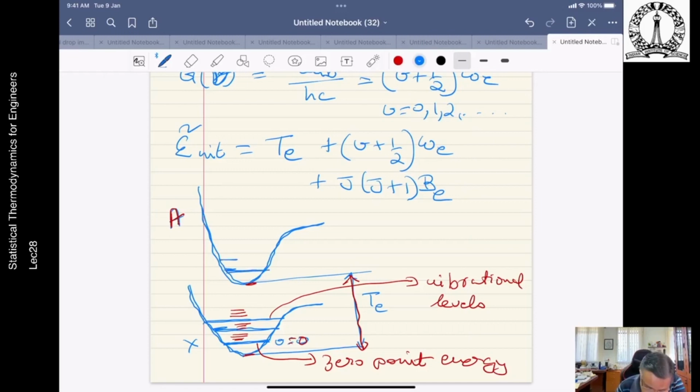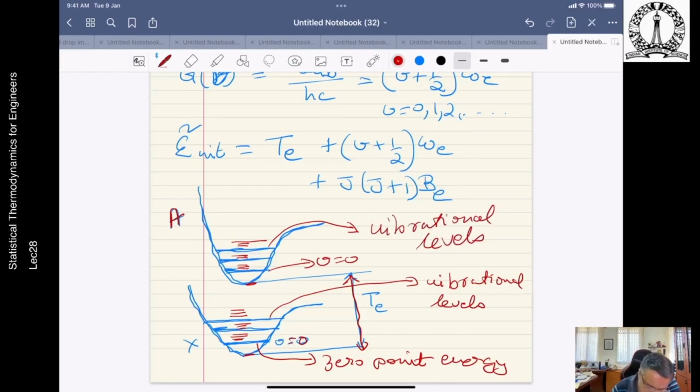Now you go to the other level here, another V, and like that. This is once again V equal to 0. These are again the vibrational levels, and these that you see are the rotational levels.